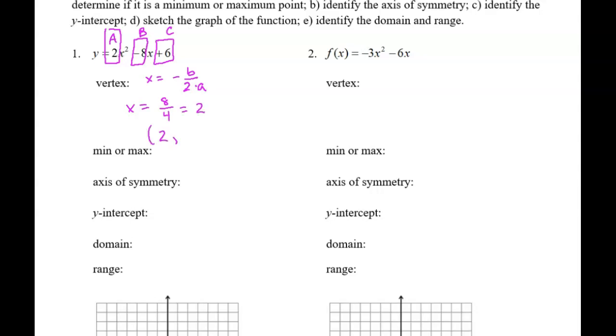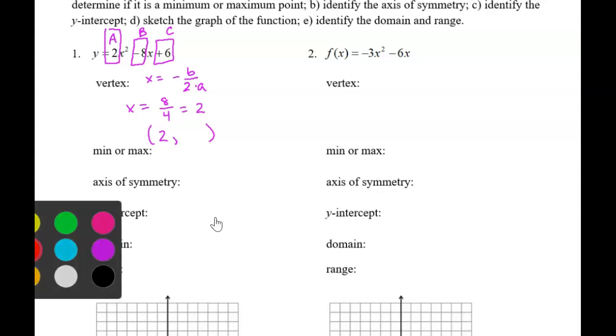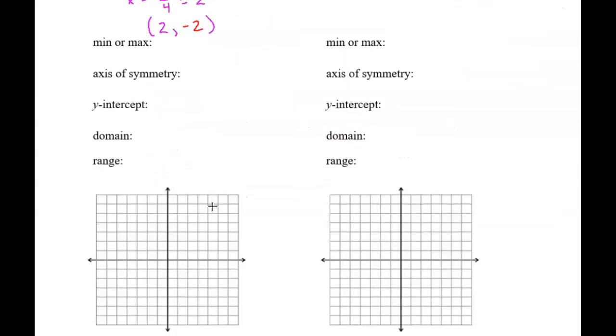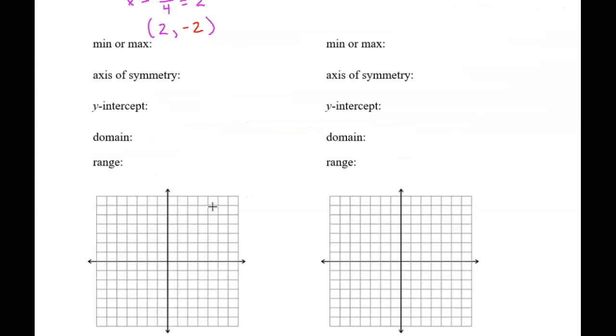The vertex is going to be an ordered pair, so if we want to find the y value, we're going to substitute x equals 2 into the original equation. So I'm going to do it over here to the right. You get 2x squared minus 8x plus 6. If x equals 2, you can type this into a calculator. We would get 8, 8 minus 16 is negative 8, and negative 8 plus 6 is negative 2. So I'm going to come down here and plot that point. 2, negative 2, and that's our vertex.